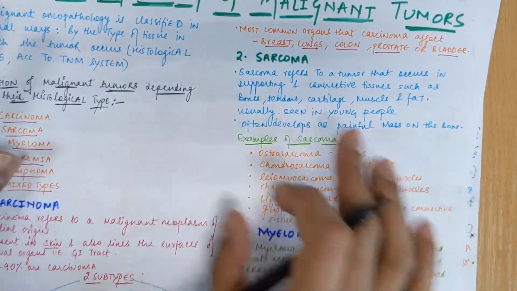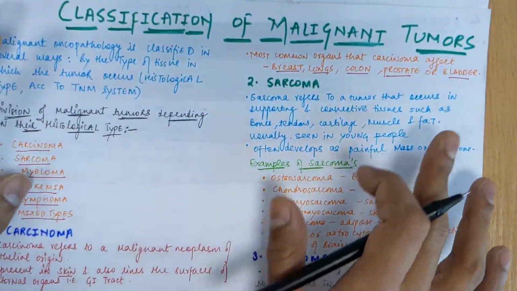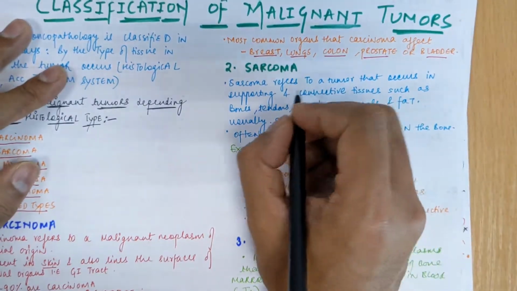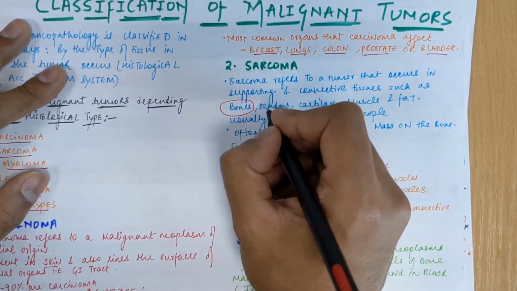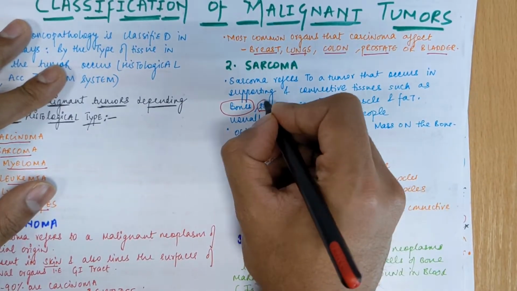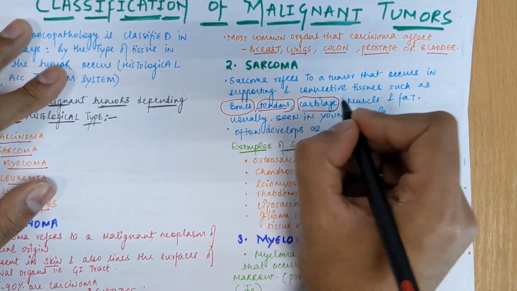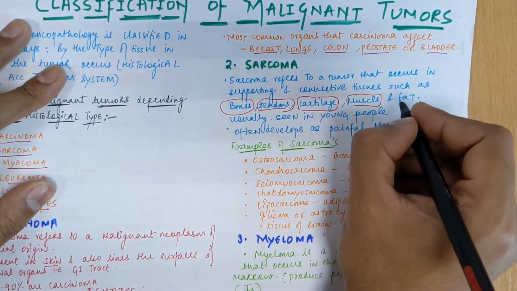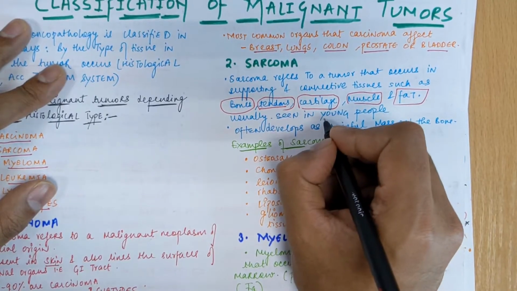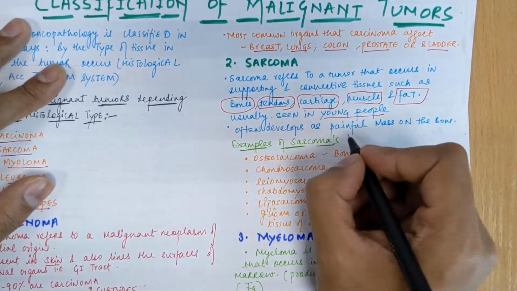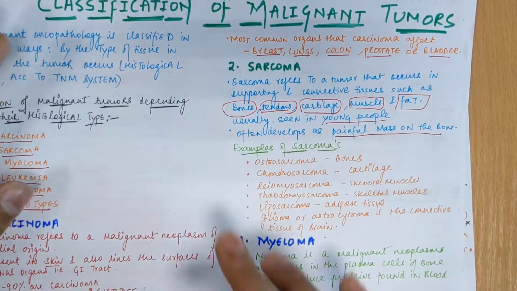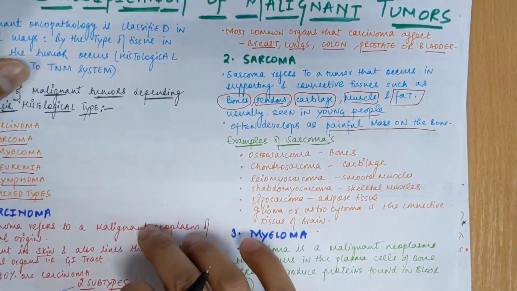Now comes sarcoma, the third classification we have. Sarcoma refers to a tumor that occurs in the supporting or connective tissues such as bones. You will see sarcomas mostly in the bony parts, the tendons of the muscles, the cartilaginous part, the muscles, and the fatty regions. It is usually seen in young people, and it often develops as a painful mass on the bone. The symptoms can be very painful when this type of tumor occurs.